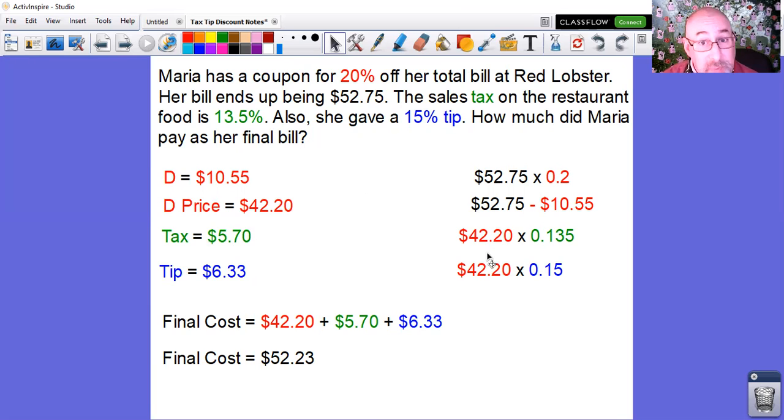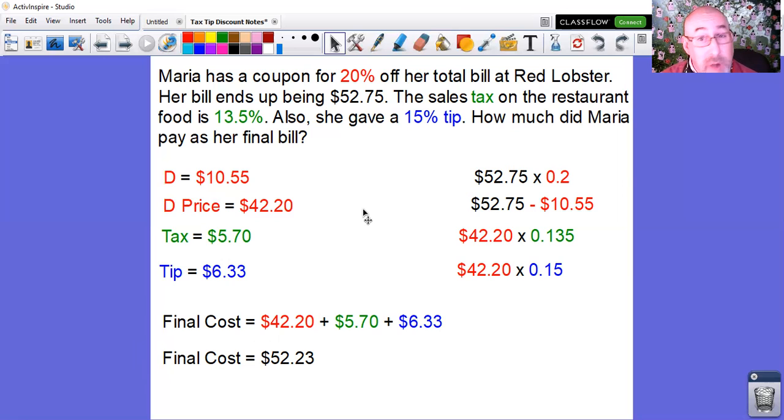And we're going to do the same thing this time, 15% divided by 100. That's what percent means, per 100. And we get 0.15. We multiply that by our $42.20, which is the discounted price, not the original. And we find that the tip is going to be $6.33. Now, to find our total cost after all the discounts, tips, and taxes, we add our discounted price plus the tax plus the tip, and now we end up with $52.23.